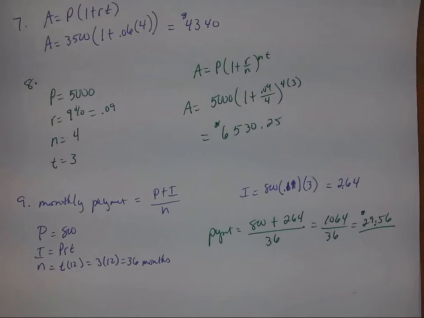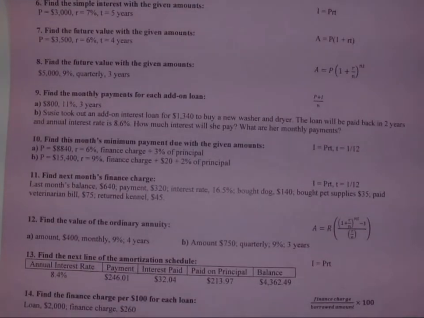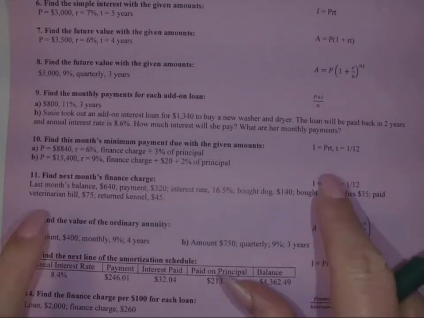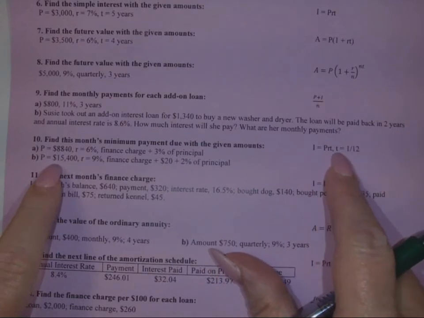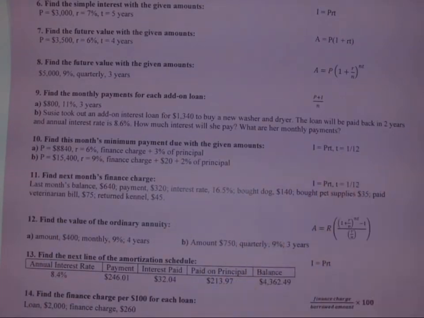All right, let's go look at another type of problem. We need to find this month's minimum payment due with given amounts. So we are given that I equals PRT and T is equal to 1 over 12. We are looking at just 1 month. Remember, I've told you your T has to be in years. Well, there are 12 months in a year, so we're doing 1/12 of the year because we're looking at 1 month out of the year. That's why T is equal to 1 over 12.